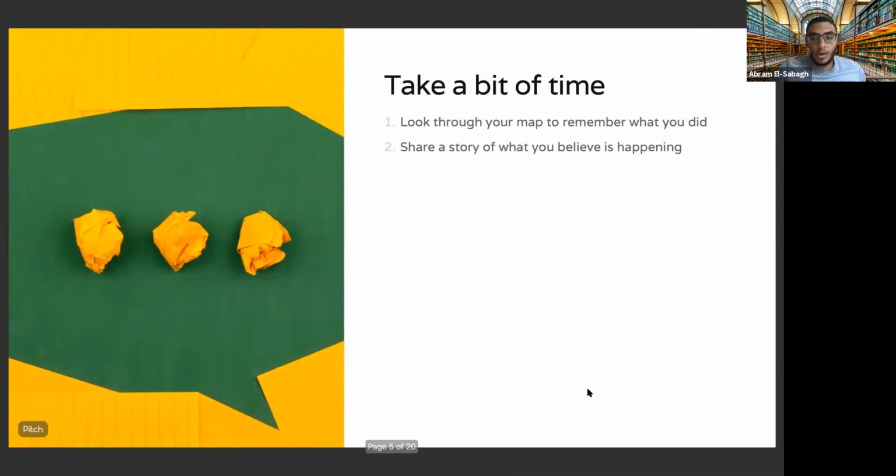Cool. All right, so to kick off, we're going to split into teams for 5 to 10 minutes. We want you to look through the maps that we did last week, to help jog your memory about what's happening, and then share a story of what you believe is happening in the system. So remember what you were mapping, whether you're focused on mental health or food waste or remote work. Try to remember what your team was talking about, and start to create a narrative together to say, this is what we believe is happening in the system. Any questions before we split into groups?